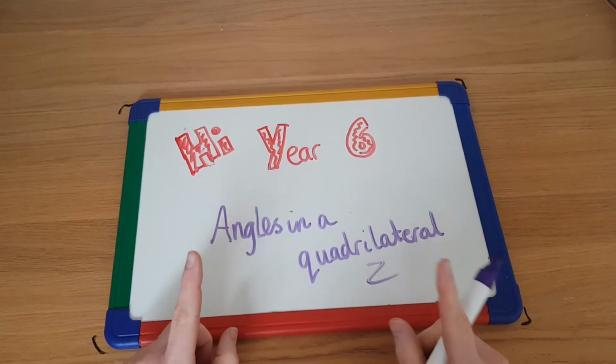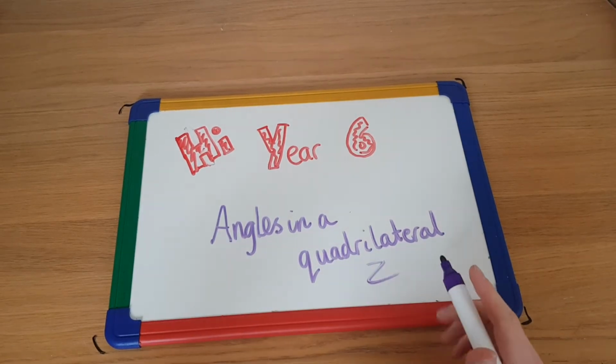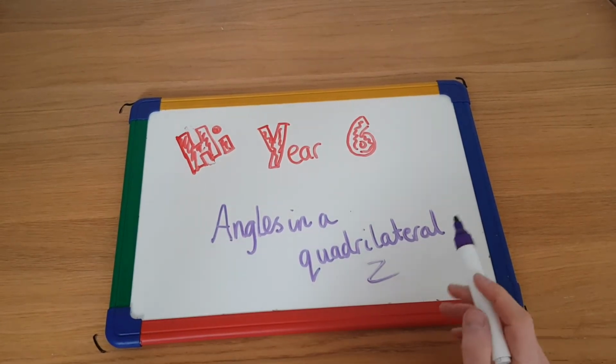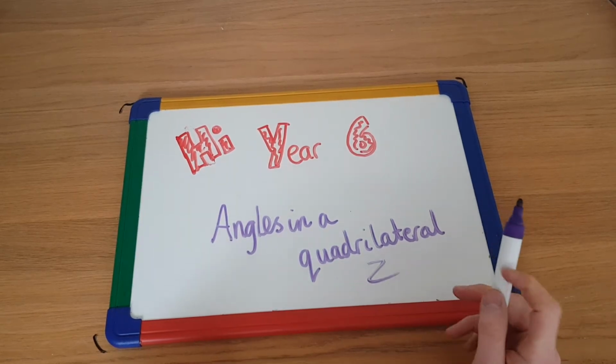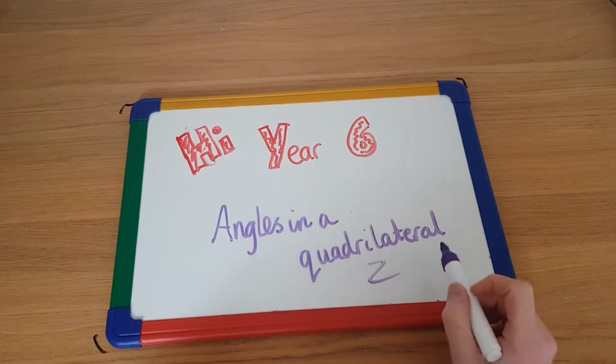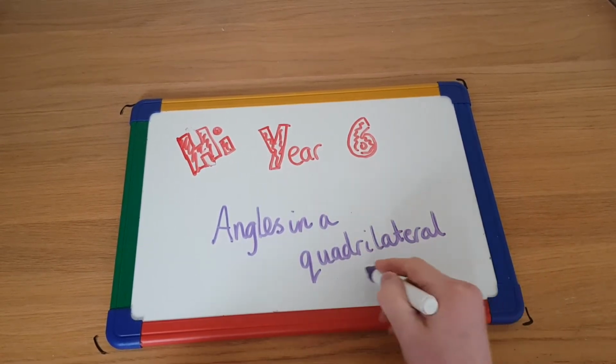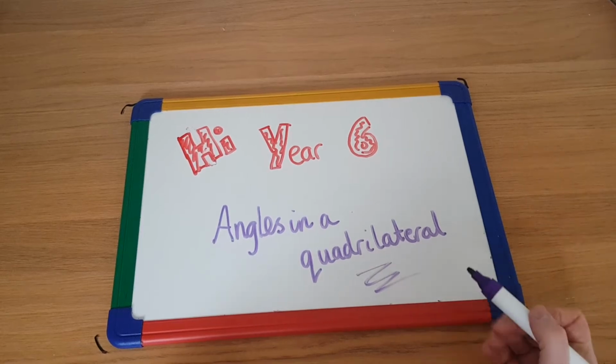I know quite a few of you are already professionals with your own channels on YouTube, but I'm not. Very much a beginner. So, what we're going to be looking at today in this lesson is, or are, angles in a quadrilateral. That's not a 2 or a Z, by the way, that's just a little squiggle. How's that? Is that better?